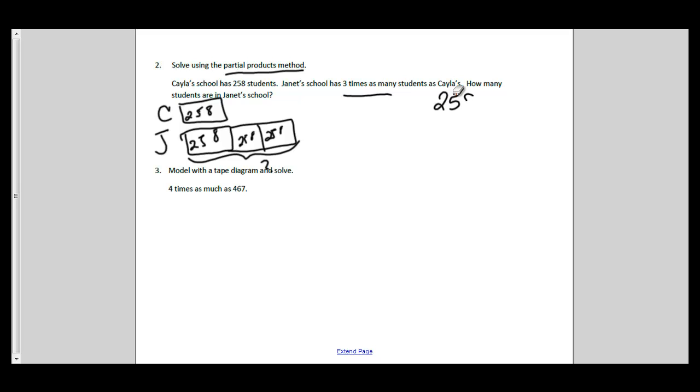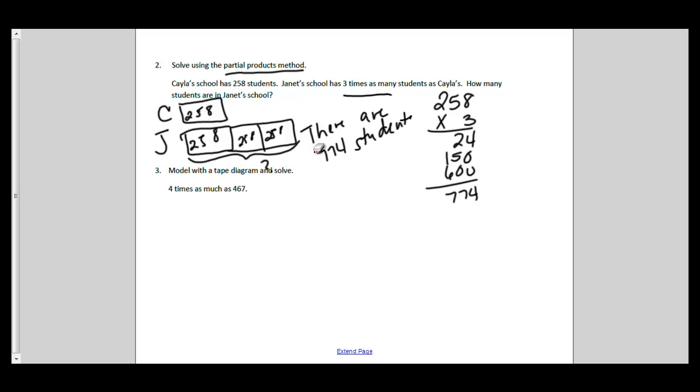So I've got 258 times 3, and the problem specifically says to use partial products. So I'm going to do 8 times 3, which is 24, and 5 tens times 3, which is 15 tens, and 200 times 3, which is 600. I'm going to answer that question. How many students are in Janet's school? So just write that sentence. There are 774 students in Janet's school.